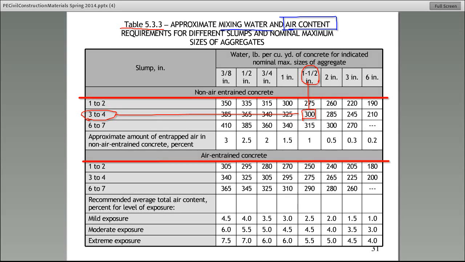In this case, this is how you decide. Based on the maximum aggregate size, you just come all the way down here and you pick that number. So that's 1%. So 1% is the approximate amount of entrapped air in non-air entrained concrete. Please note the word entrapped. This is entrapped air, and it's not the good kind of air. The kind that's good is air entrained, all right? But entrapped air, just remember, in this particular mix, it will be 1%.